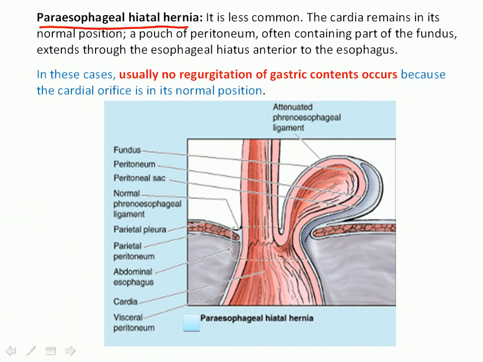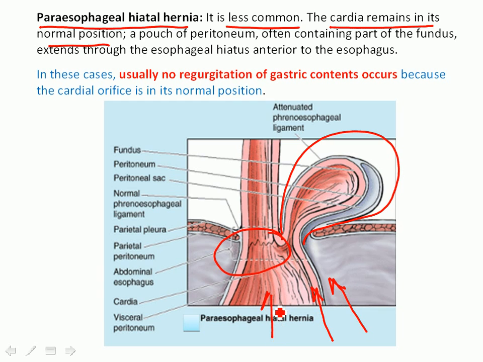They are not so common, several times less common than sliding hiatal hernias, and the whole mechanics of the formation of this hernia is that the cardia remains in the normal position, but a pouch of peritoneum, often containing part of the fundus, extends through the esophageal hiatus anterior to the esophagus. Usually it's due to increased intra-abdominal pressure plus defects in the muscles forming the hiatus.